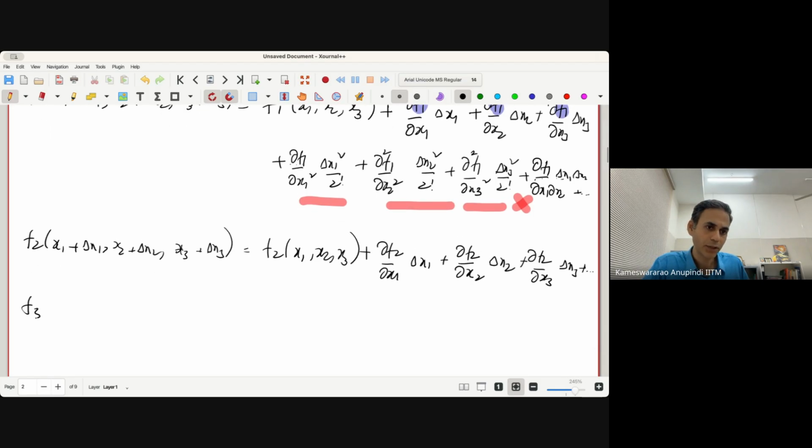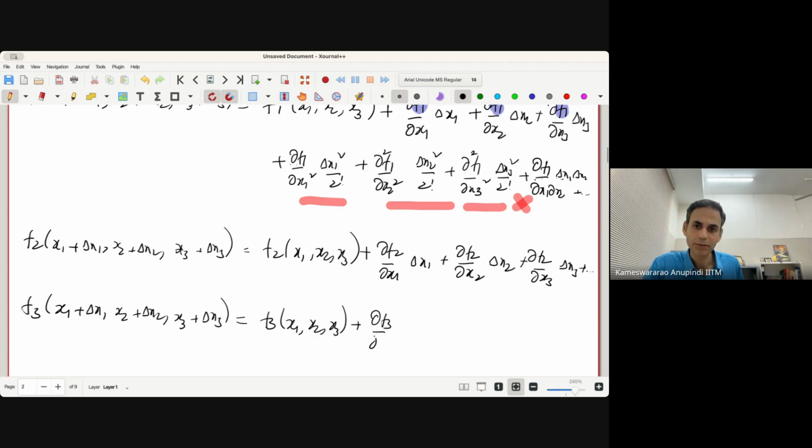Similarly, I can also write the function f3 at x1 plus delta x1, x2 plus delta x2, x3 plus delta x3 equals f3 of x1, x2, x3 plus partial f3 by partial x1 delta x1, partial f3 by partial x2 delta x2, plus partial f3 by partial x3 delta x3, and so on. So that's what we have written.